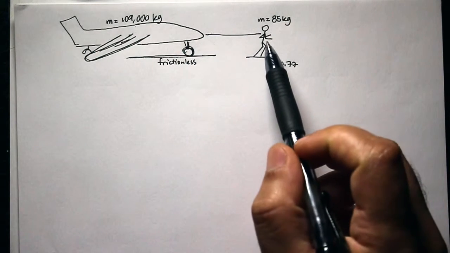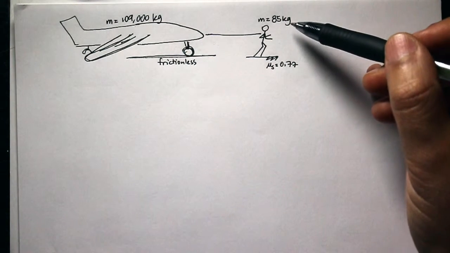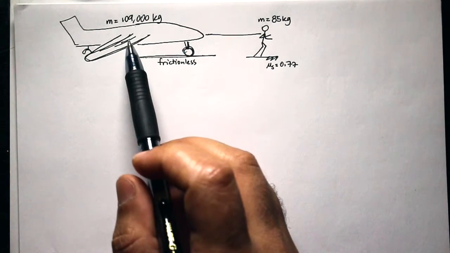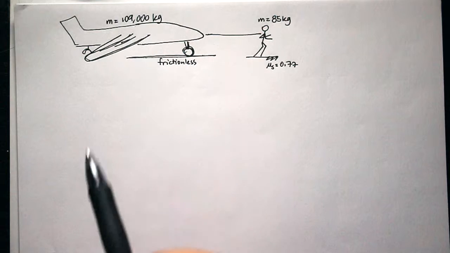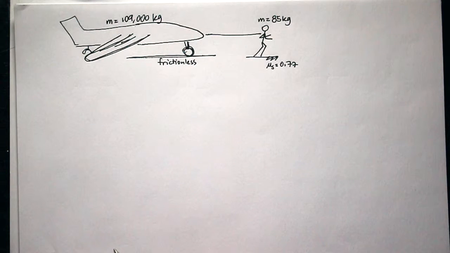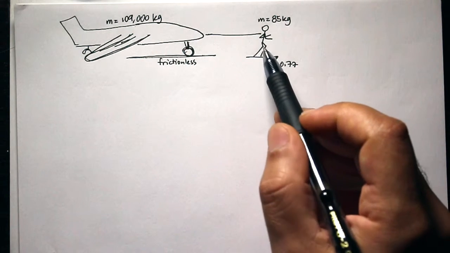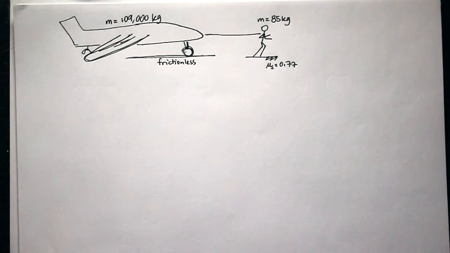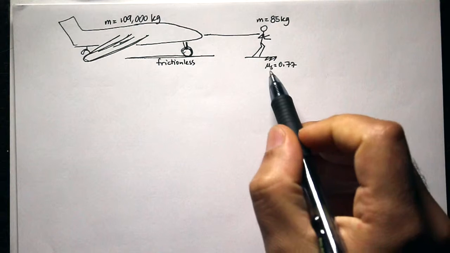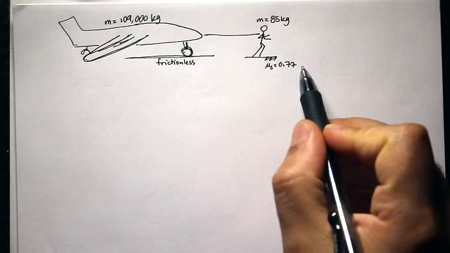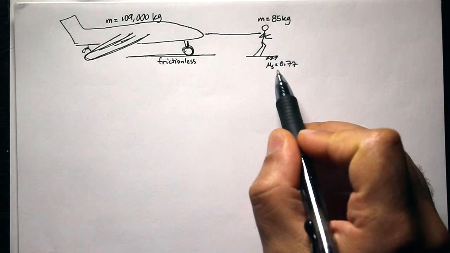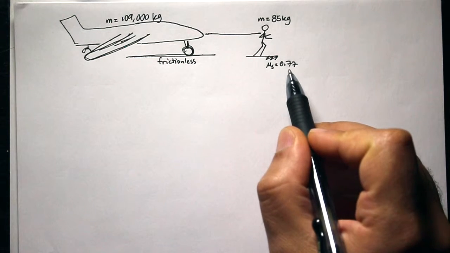So this is a problem about a man whose mass is 85 kilograms, and he's trying to pull a plane, and that plane has a mass of 109,000 kilograms. He's pulling it with a rope, so we expect there's going to be some sort of tension in that rope, and he's relying on the fact that the tarmac under his feet has a coefficient of static friction of 0.77.